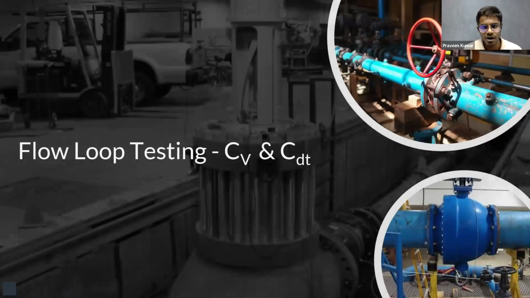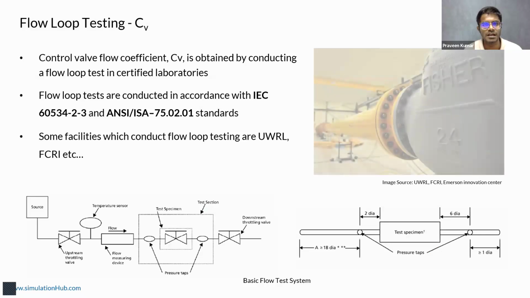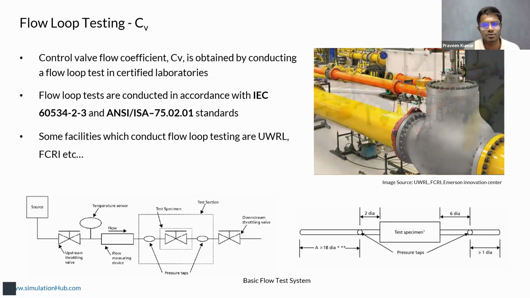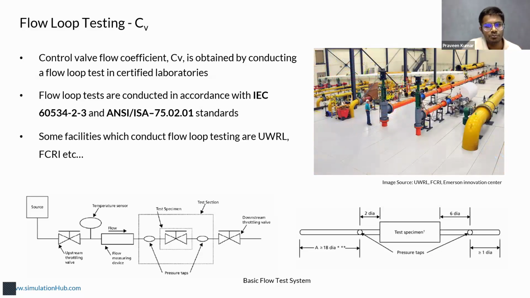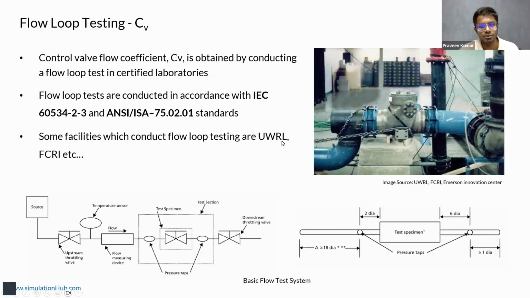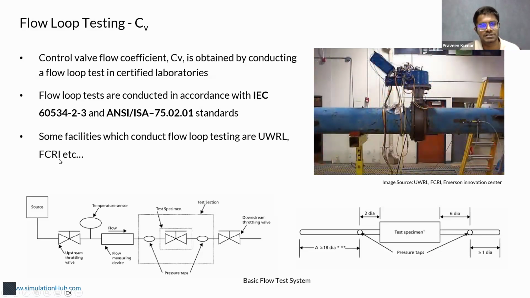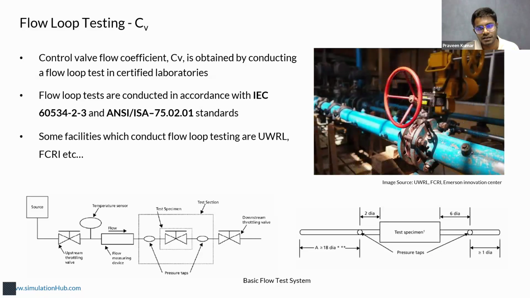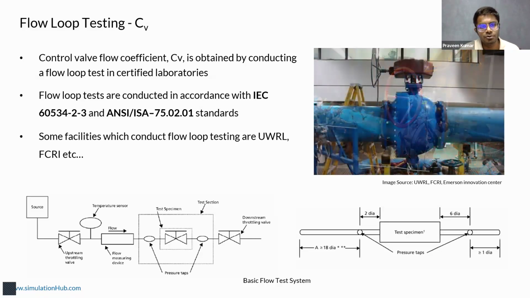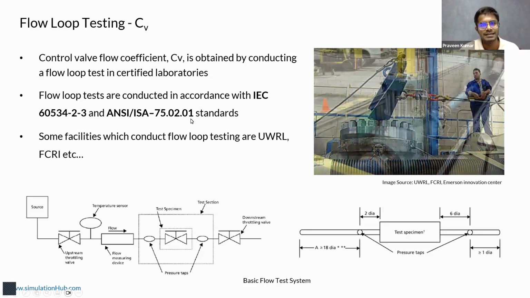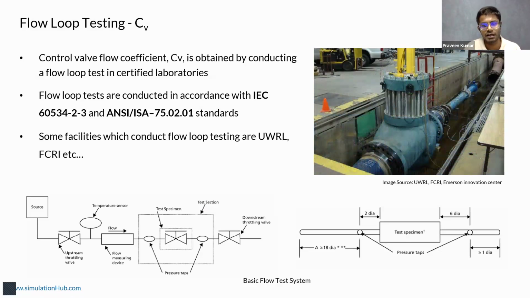Moving ahead, how to measure the valve flow coefficient: flow loop testing. Flow loop testing happens in certified laboratories across countries, for example UWRL, the Utah Water Research Laboratory in Utah, and Fluid Control Research Institute in Kerala, India. They follow standards like ANSI ISA 75.02.01. These standards specify how to conduct this flow loop test to extract flow capacity or CV.